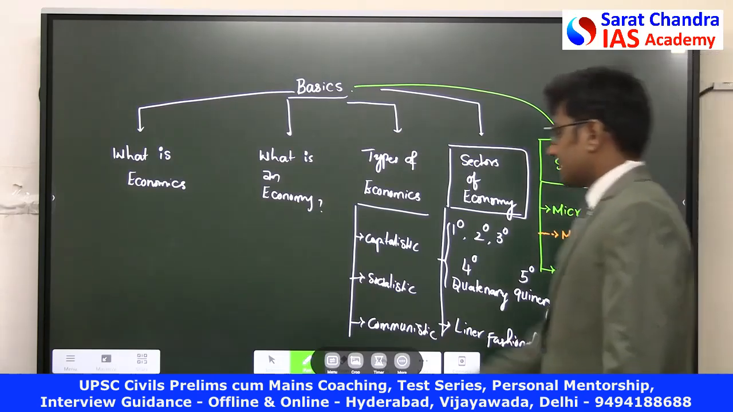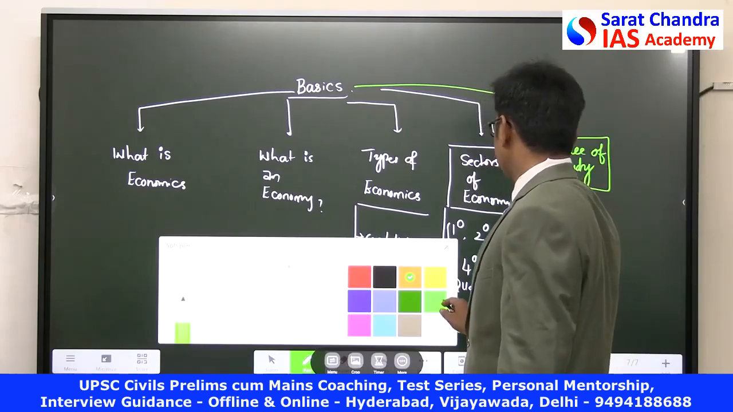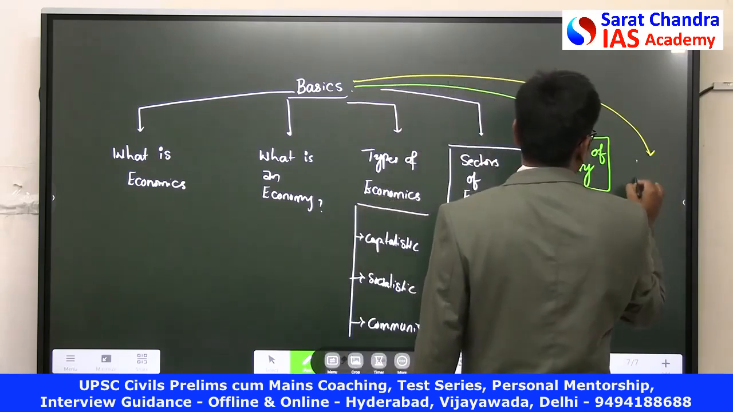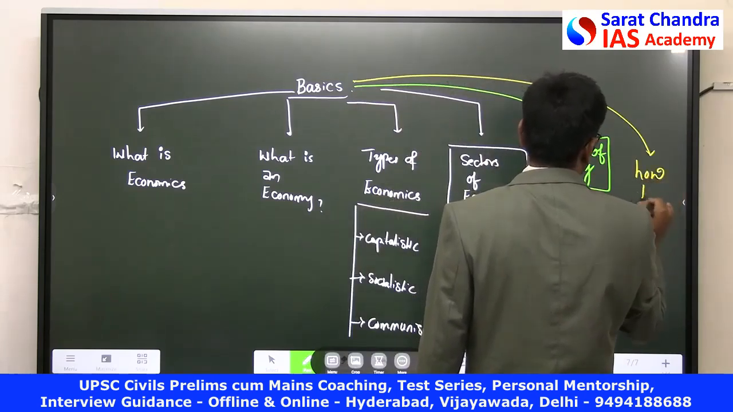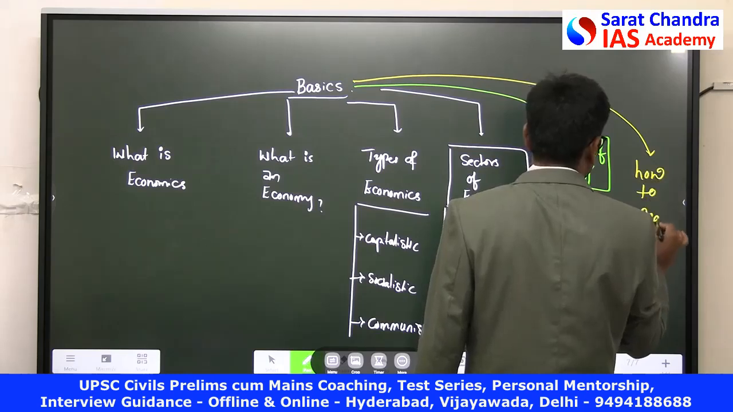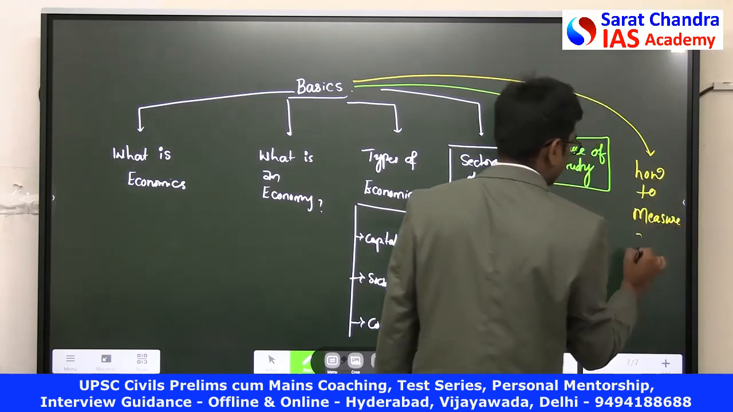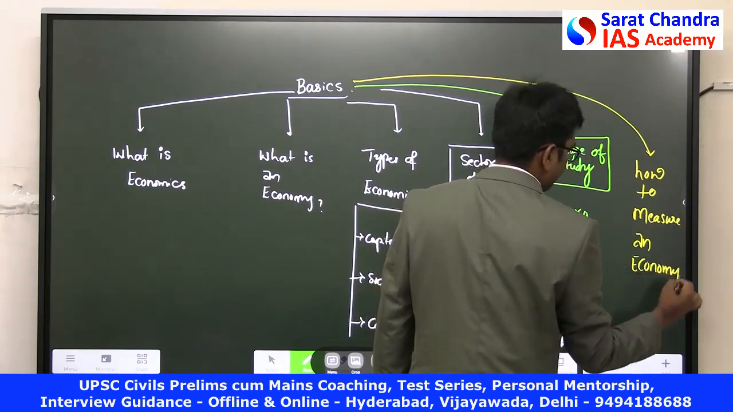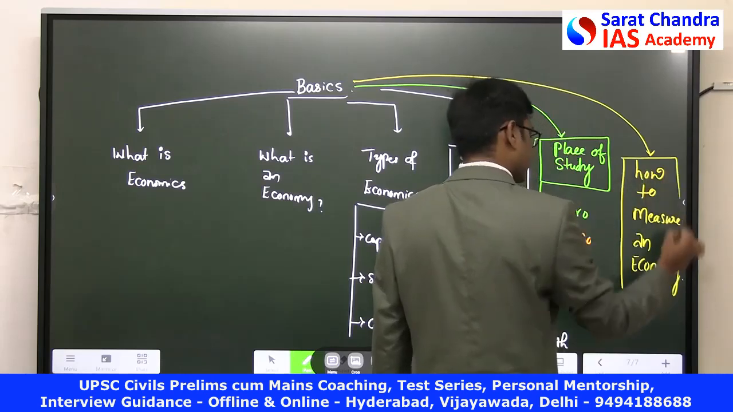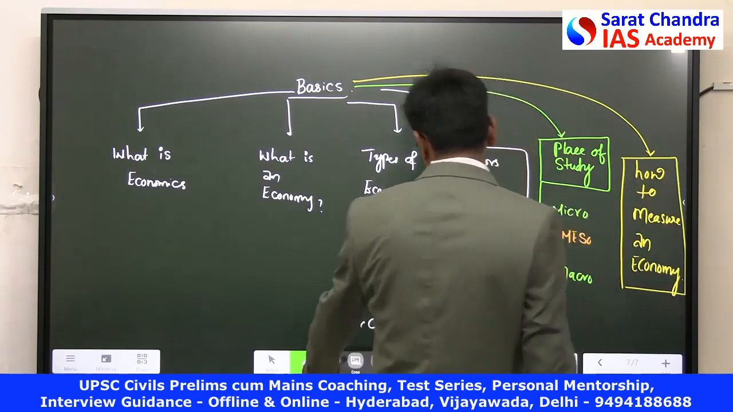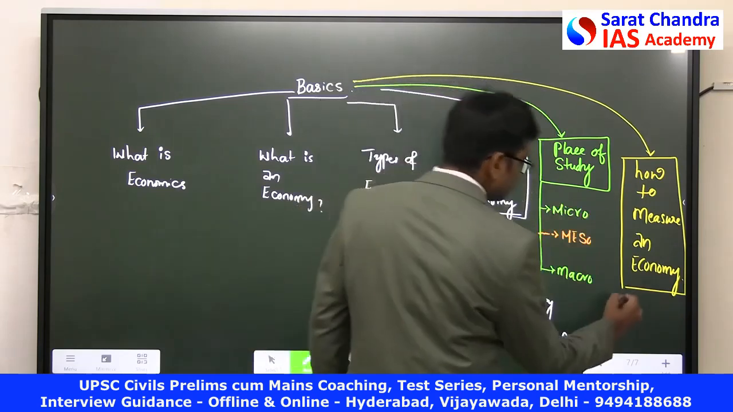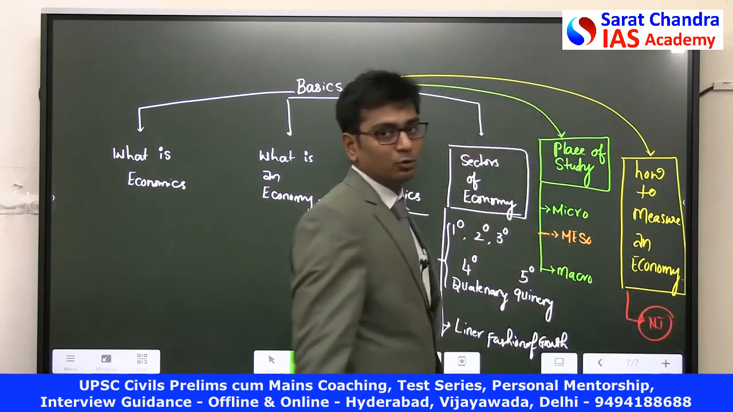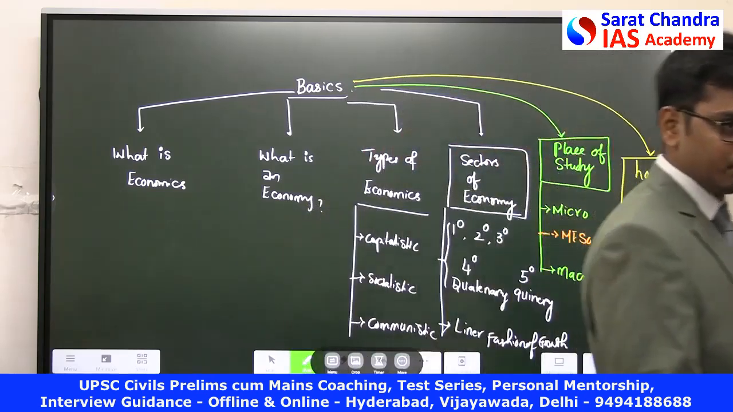After this, the last aspect is how to measure an economy. How to measure an economy. This leads us to the next chapter, that is national income. So subsequently we'll go to the next topic. This is the basic theme.